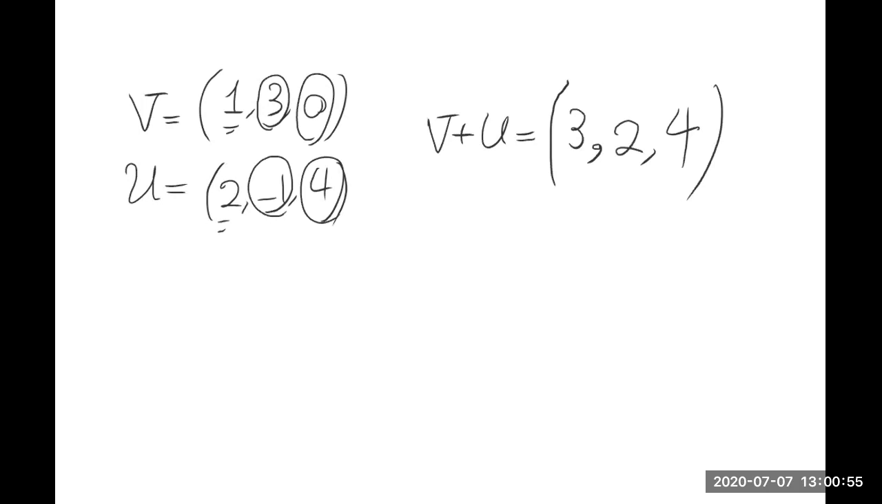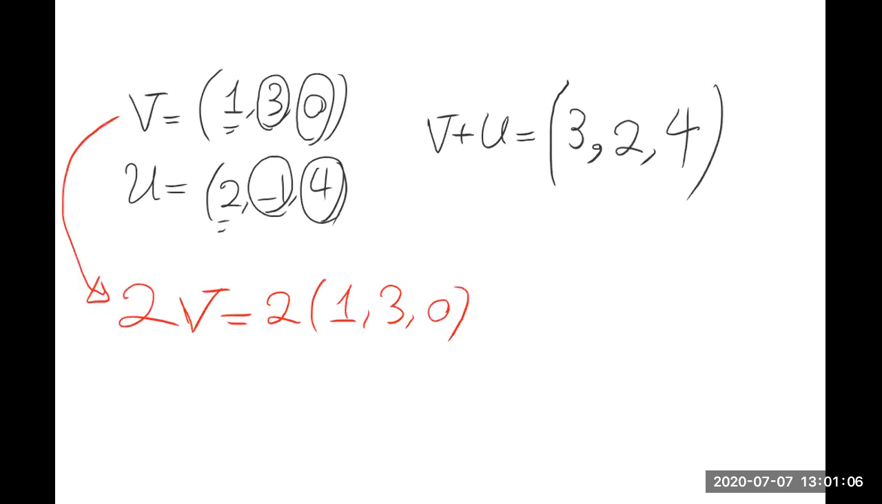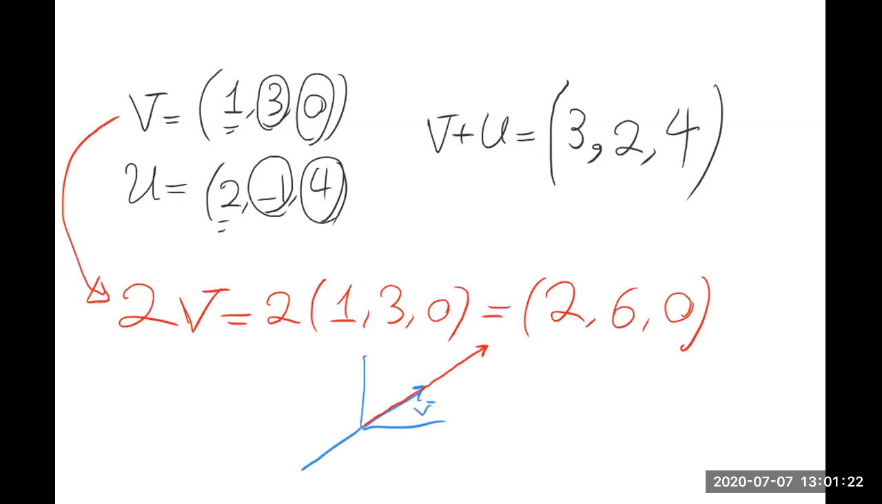Just similar to the two-dimensional case, if I have a vector, I can multiply it with a number. It would be 2 times V if V is 1, 3, 0 here. 2 times V means 2 times 1, which is 2, 2 times 3, which is 6, 2 times 0, which is 0. And it has the same geometric meaning. 2 times V means same direction. The size is 2 times V.